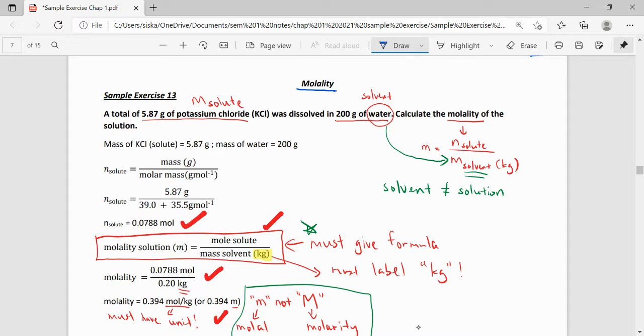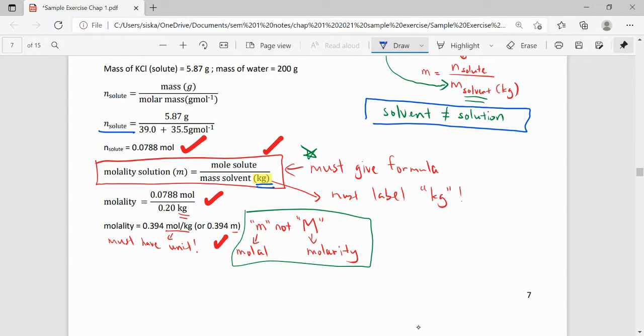Next one, molality. For molality, it is very important that you must give the formula mole of solute per mass of solvent, and you must label kg. So for this part, from this question, you must be able to identify mass of solute so that you can get mole of solute, and then you must identify what is the solvent. Solvent and solution are not the same thing. Our solvent usually is H2O. Molality, the unit is mole per kg or small m. Small m stands for molal, capital M stands for molar, okay, for molarity use.